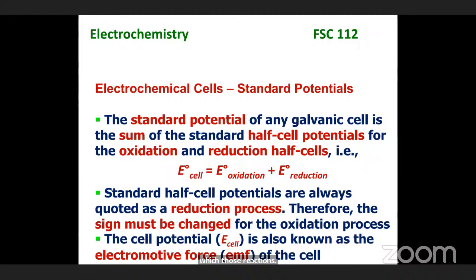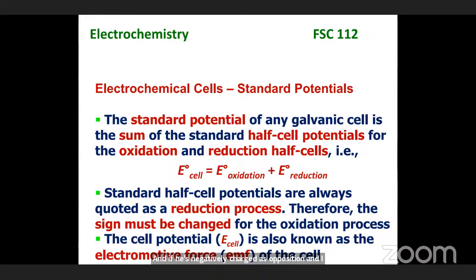So standard half cell potentials are always quoted as a reduction process. Therefore, the sign must be changed for the oxidation process. What that means is that, generally speaking, simplistically, you can say you add oxidation potential plus reduction potential, you get the standard potential. But because most of the things involved in this are metals, and metals are reducing, the whole process is usually taken as a reduction process. So if your oxidation process is positively charged, you have to change it to a reduction process by changing the sign. If it's positive as oxidation, it now becomes negative. And if it's negative as oxidation, it now becomes positive.